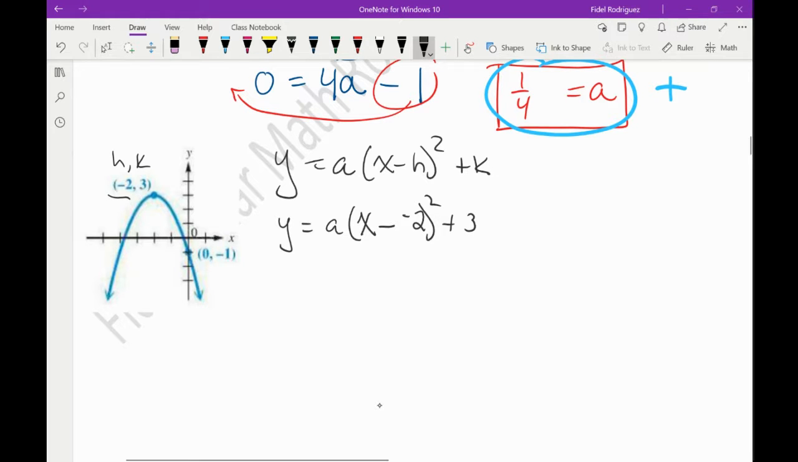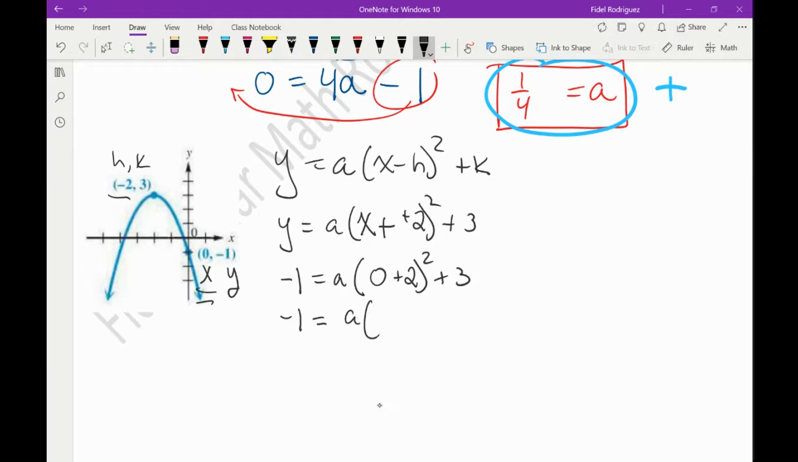So the first thing I'd probably do here, y'all, is say, look, minus and minus is going to make that plus. And then I would come back over here and I say, look, remember, that's really my x and that's really my y. So I'm going to put a -1 right there equals a(0 plus 2) squared plus 3. And so let's see, 0 plus 2 is just 2 squared plus 3. 2 squared is 4, so that's 4a plus 3.